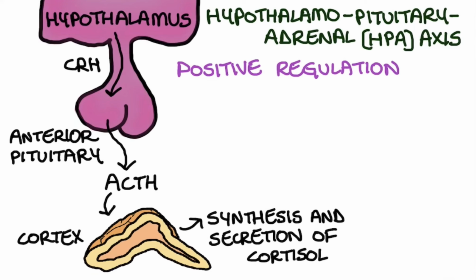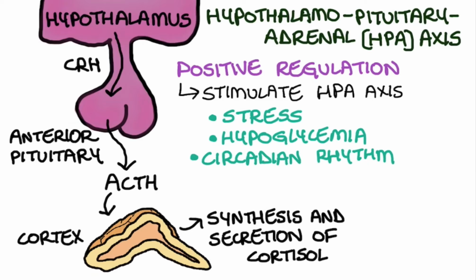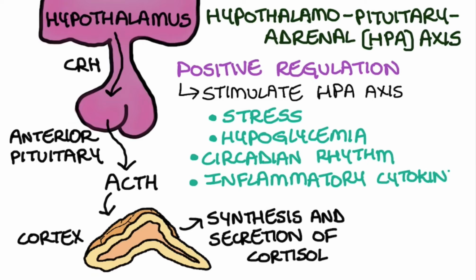Positive regulation of cortisol secretion is produced by factors that stimulate the HPA axis. These factors include stress, hypoglycemia, circadian rhythm, and inflammatory cytokines. Stress is the most important regulator of cortisol. It stimulates the hypothalamus to secrete CRH.